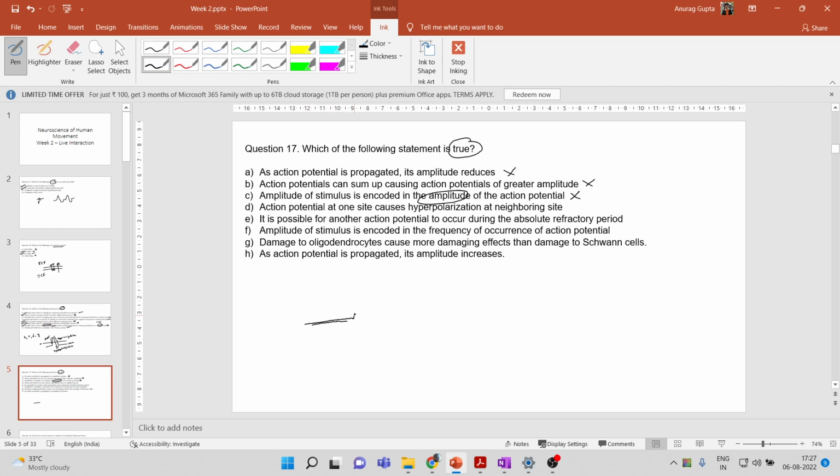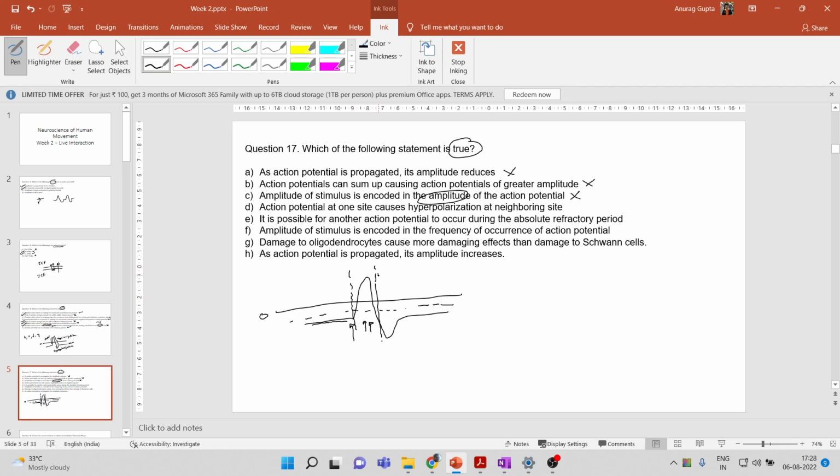So this is a typical action potential, which goes like this. If you recall, a stimulus is applied, and if the stimulus is large enough to reach threshold, then an action potential is generated. If any stimulus is applied in this area, another action potential won't be generated, because this is the absolute refractory period of an action potential.